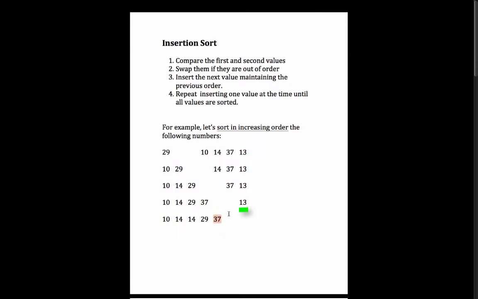Okay? And now what we're going to do is to take the value that we need to be inserted, 13, and put it on the right position, which is this one. And at this point, we're done. All the values are sorted. So basically, insertion sort works as the name says. We insert one value into the values that we have already sorted.